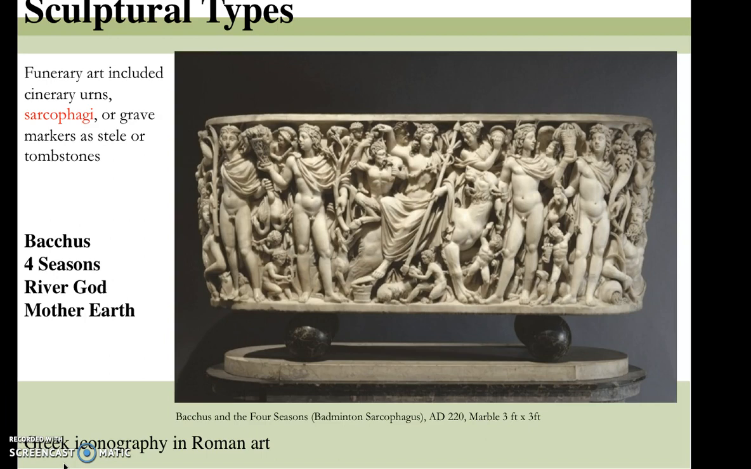And here you're looking at an example of a typical sarcophagus for the upper class. And on this example, you're seeing Bacchus and the four seasons. So Bacchus is in the center. The four seasons are the four figures that you see, two on either side of him. And tucked on the one edge, you're seeing Mother Earth and what is probably a river god on this side of the sarcophagus.